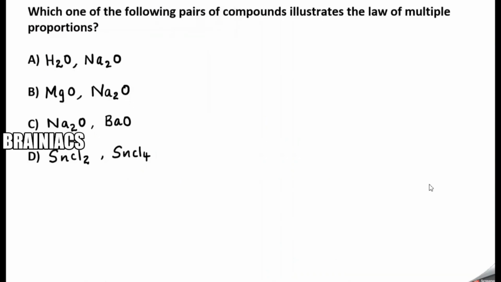The question here is, which one of the following pairs of compounds illustrates the law of multiple proportion? We know that the law of multiple proportion was proposed by Dalton. What was the law stating? Whenever two elements combine together to form more than one compound. It was talking about two elements, that is very important.